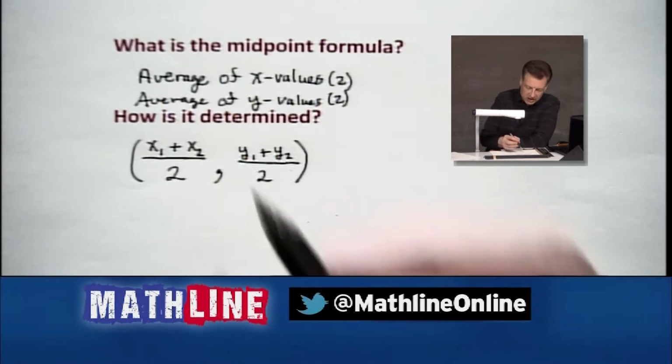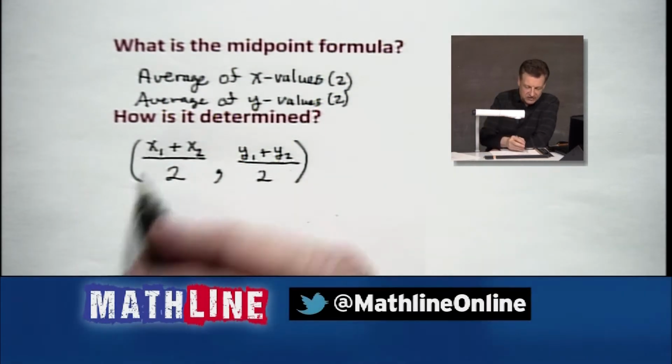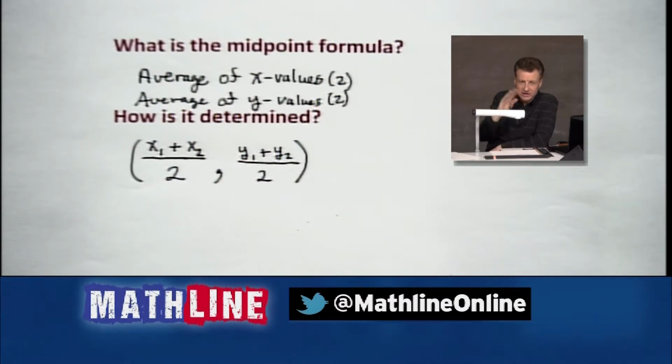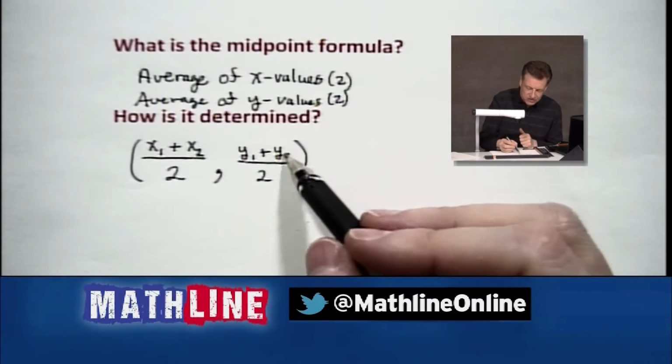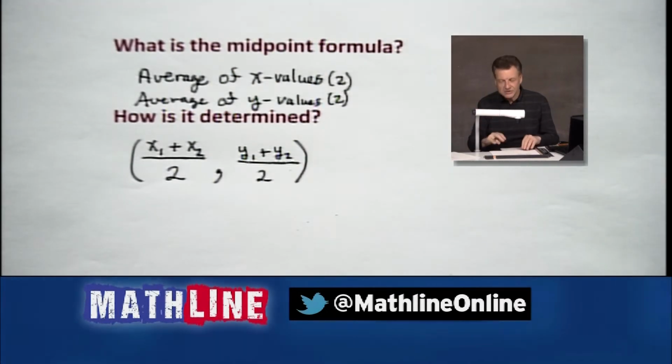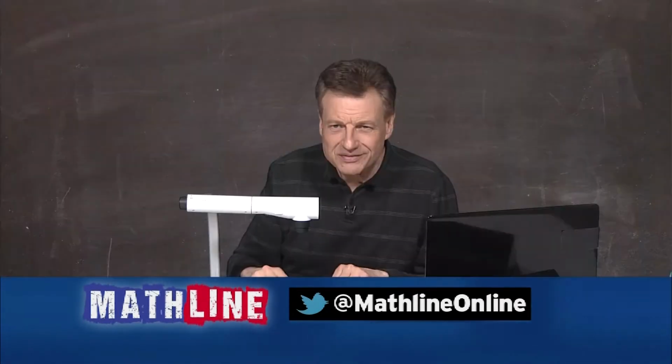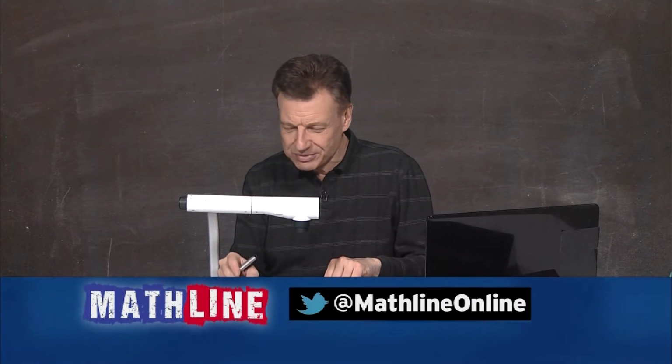So there's your formula. Think of it as an average. Add the two numbers together. You've got two numbers there to worry about, two endpoints. Add the two x's together, divide by 2. Add the two y's together, divide by 2. My goodness, is that easy or what? That really is an easy plan to do.